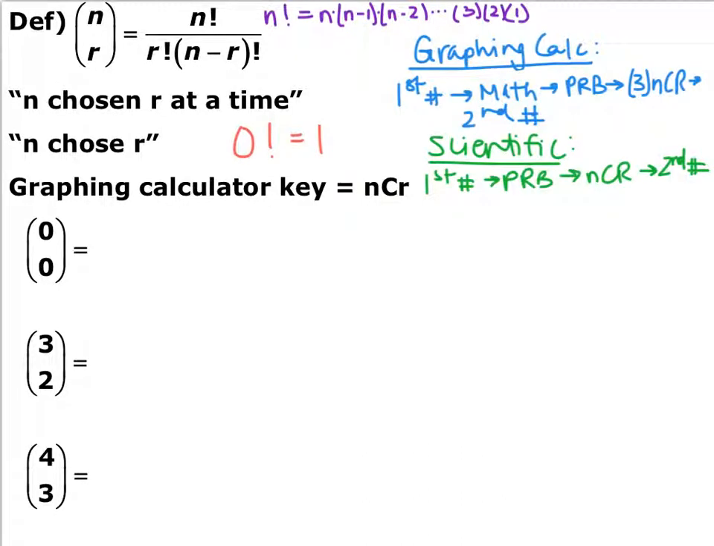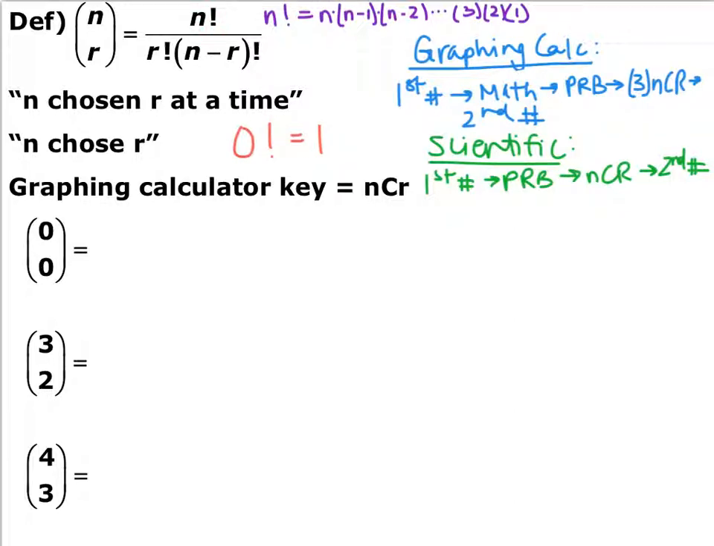For the binomial theorem, we need to use n choose r. N choose r is saying that I have n possibilities and I want to choose r of them. How many different possibilities can I have? So the mathematical definition for n choose r is n factorial divided by r factorial times n minus r factorial.